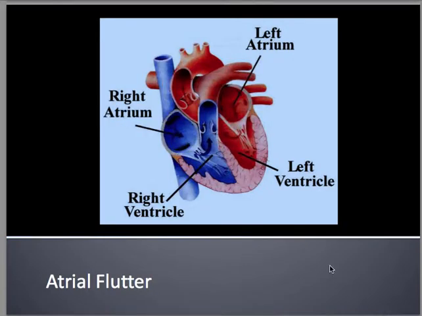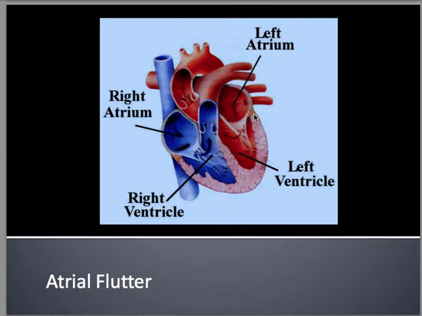Here is a picture of a heart. We have the two upper chambers known as the atria, or atrium for a single chamber. Then we have the two ventricles, the right and the left ventricle. The upper chambers contract, and that is followed by the contraction of the lower chambers. The electrical activity of the upper chambers and the electrical activity of the ventricles is represented by the electrocardiogram.